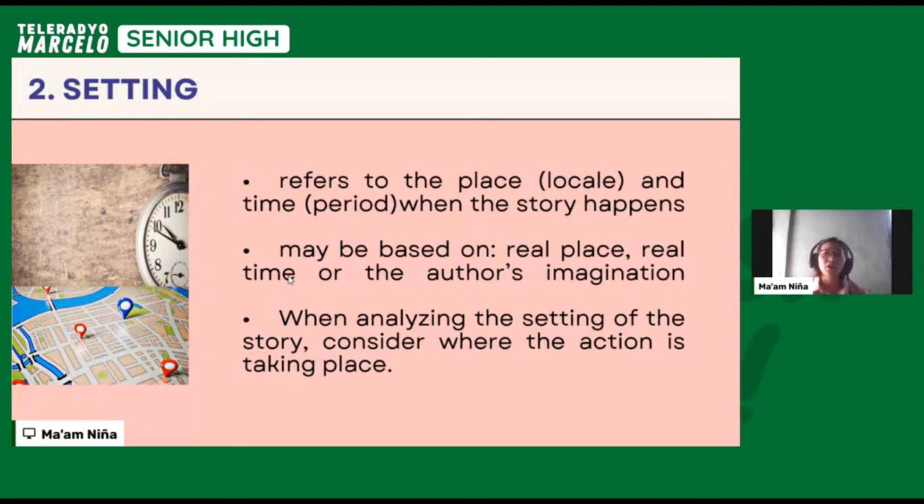If there are a lot of settings in the story, we have to take note where the action took place, so that we will know where the setting really is.